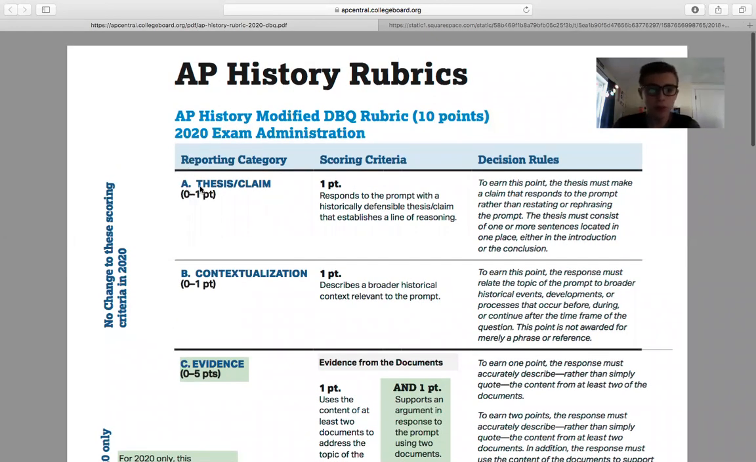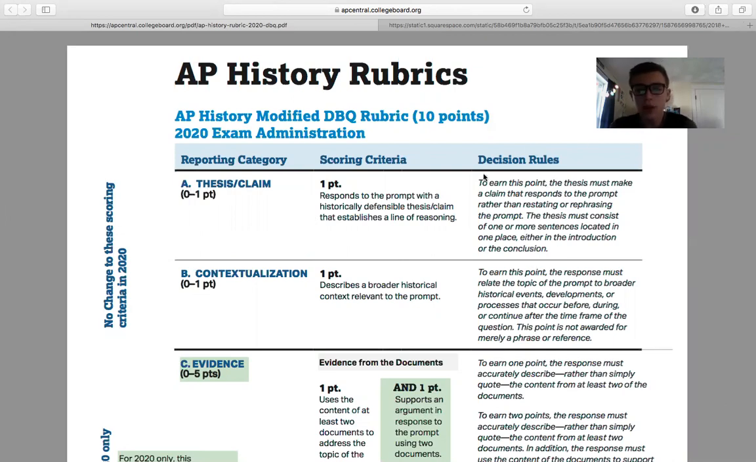So the first part of the rubric is the thesis/claim. To get the point, the thesis can be put at the beginning or the end, but I highly recommend starting with your thesis. However, some people have opted to do a thesis at the end rather than a conclusion. I know a conclusion can be kind of awkward sometimes, but I'd recommend putting it at the beginning.